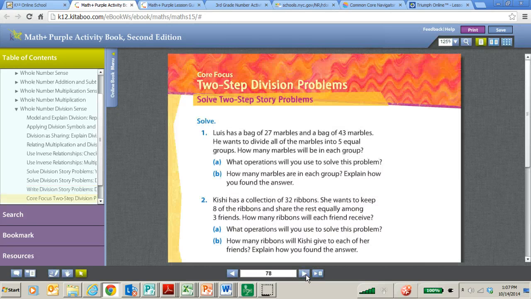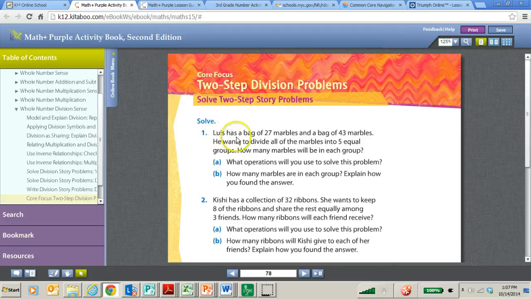When you get to the core focus, this is when it comes into two-step division problems. Now, it doesn't mean they're going to necessarily divide twice. It means that there's 2 steps in the word problem. They may have to add, they may have to subtract, they may have to multiply, and before they divide.